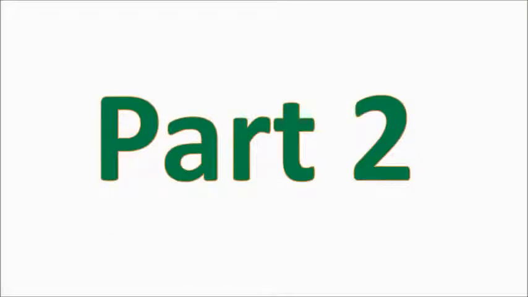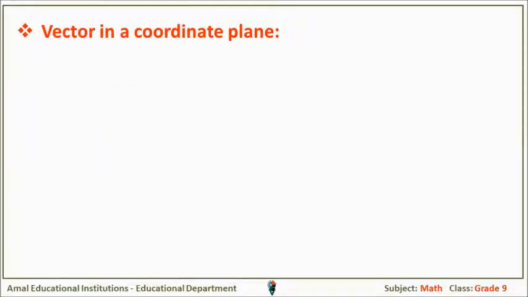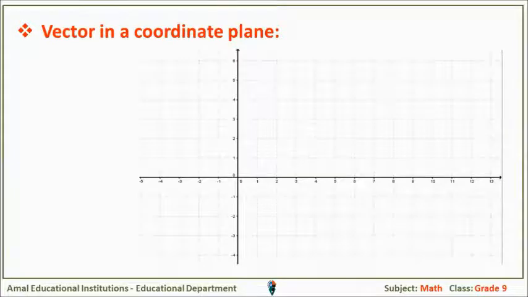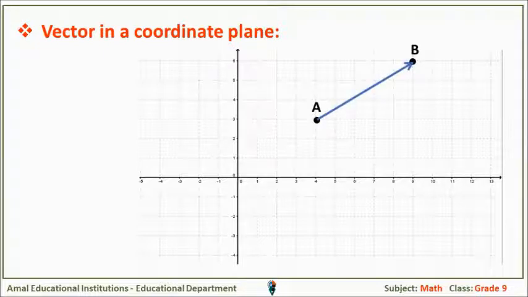In the second part, we will speak about the coordinates of a vector in a coordinate plane. Vector in a coordinate plane. In this plane x prime Ox, y prime Oy, I have 2 points A and B. I want to find the coordinates of the vector AB.